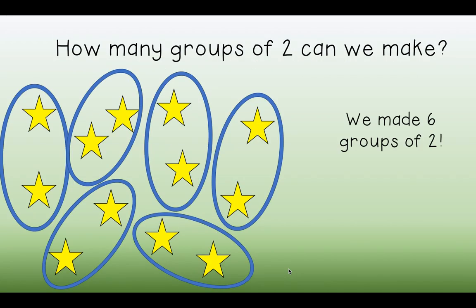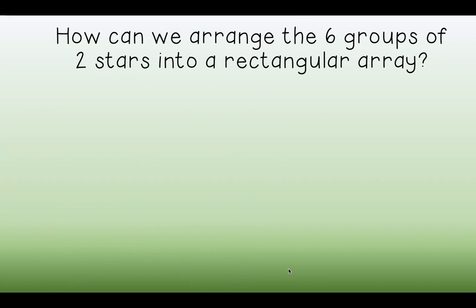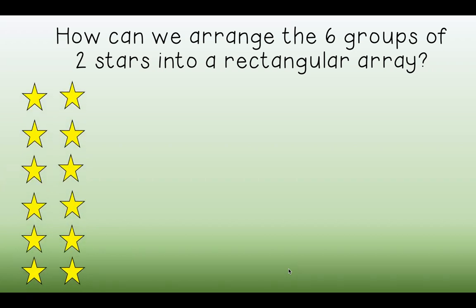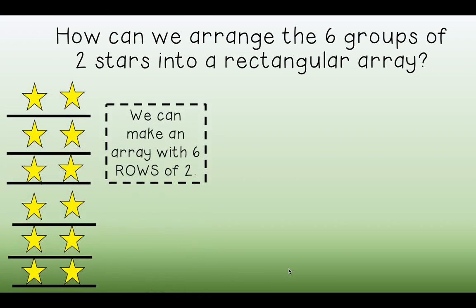So how can we arrange the 6 groups of 2 stars into a rectangular array? So as you notice, this is not an array. This is just 12 stars, and the circles created are equal groups. So this, my friends, is not an array because we do not see even rows or columns. So now we want to arrange it and compose an array. Remember, compose means create. So I can make an array with 6 rows of 2.